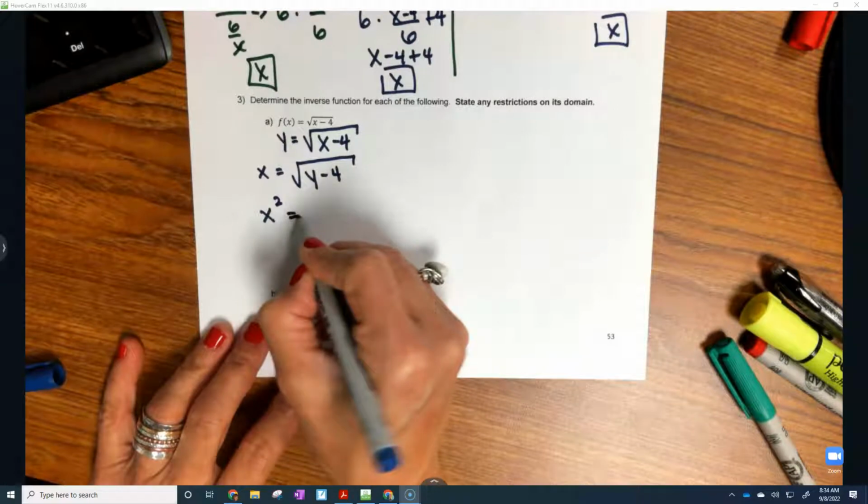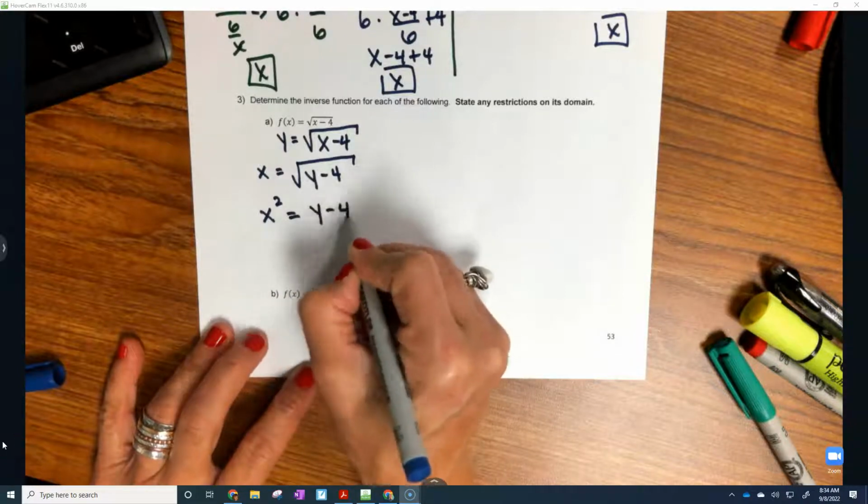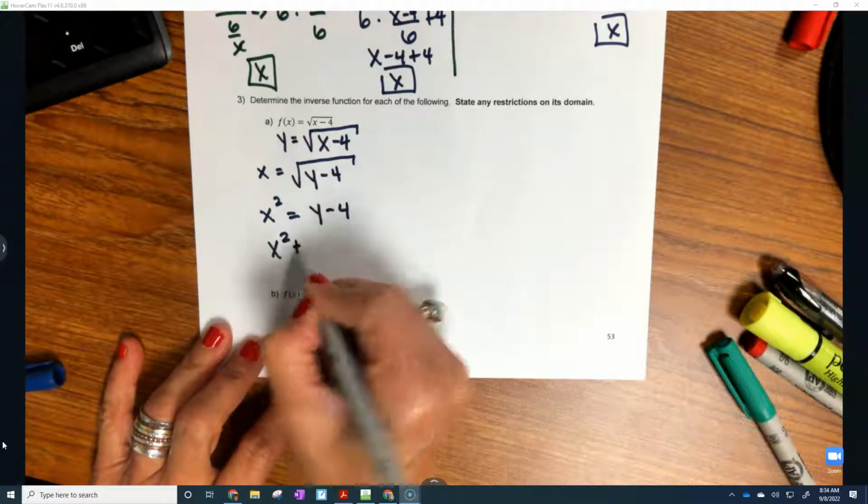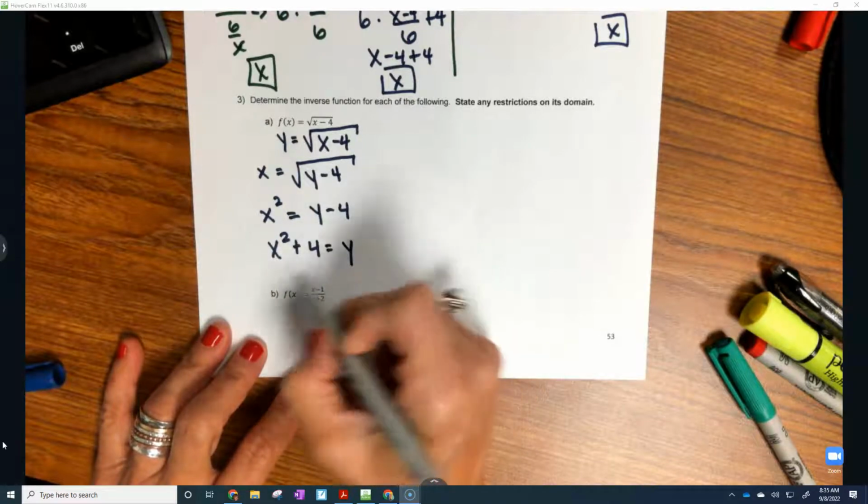Y is in a square root. So what I'm going to do is square both sides. X is going to just be x squared. But remember, when I square a square root, the root goes away. So this is just y minus 4. Let's go ahead and move that 4 over. It turns into a plus.